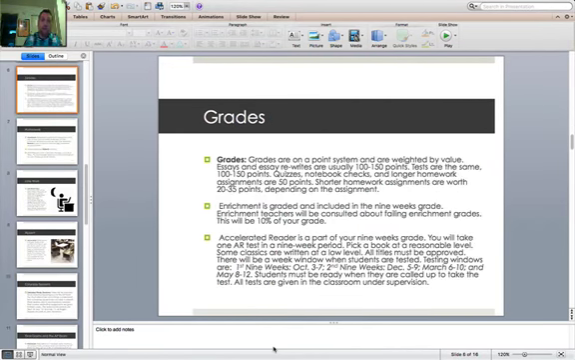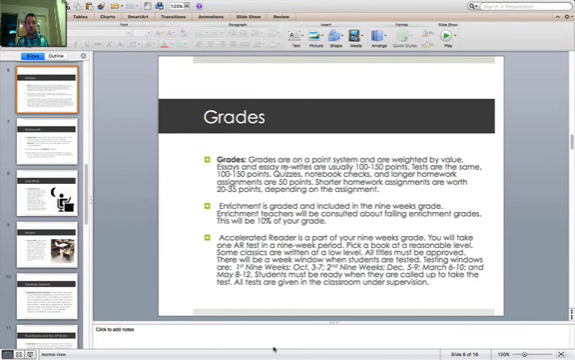Grades. I think this is pretty self-explanatory. Two things: no big surprises at the end of a 9-week period. There's not going to be any dramatic point changes. It should be pretty predictable two weeks before the grades are due what your student is going to get, except for one exception. The accelerated reader grade will go in at the end of the 9-week period, and you can read that and find out the information about that.